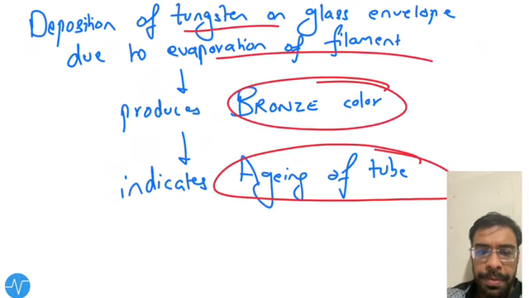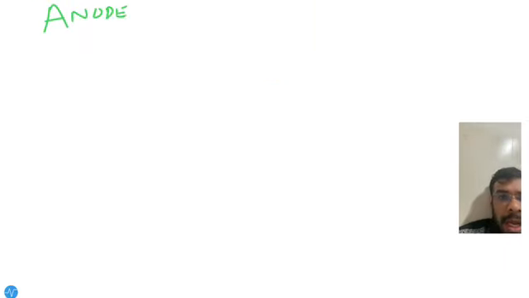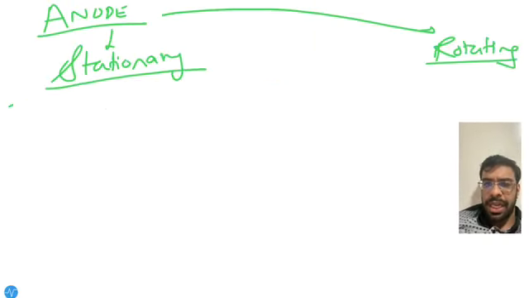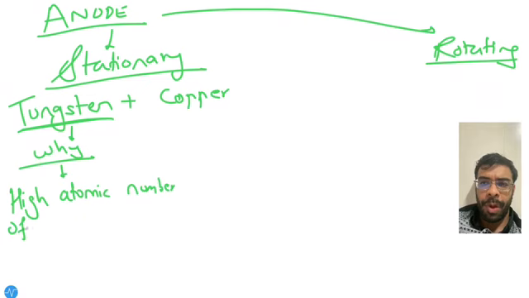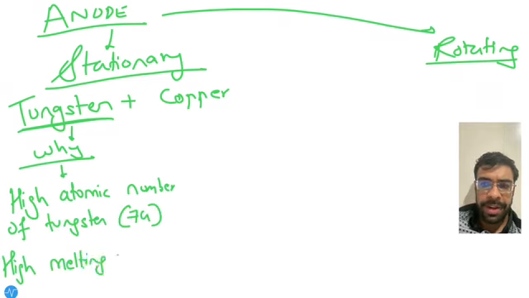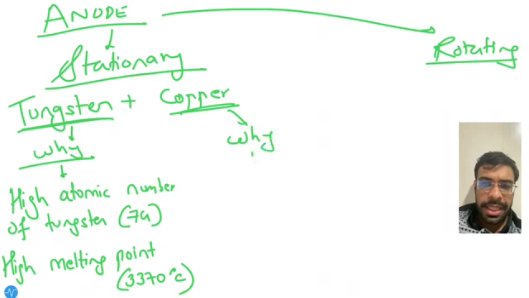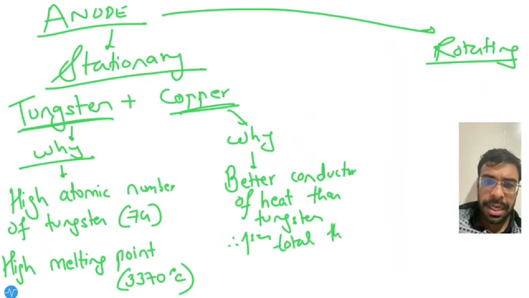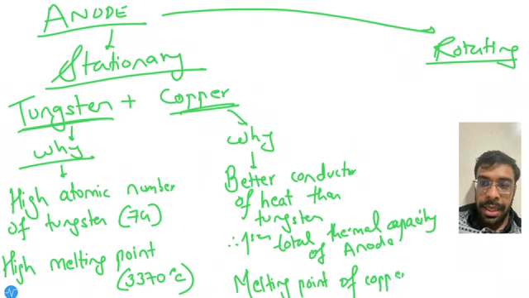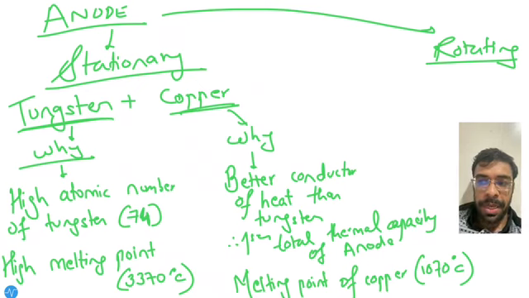Anode. It can be either a stationary anode or a rotating anode. Stationary anode is made of tungsten plus copper. Now why tungsten? High atomic number, which is 74, and high melting point 3370. Copper, why? Because it is a better conductor of heat than tungsten. Therefore it will increase the total thermal capacity of the anode, and the melting point of copper is 1070 degrees Celsius. Remember, 3370 for tungsten and 1070 for copper.